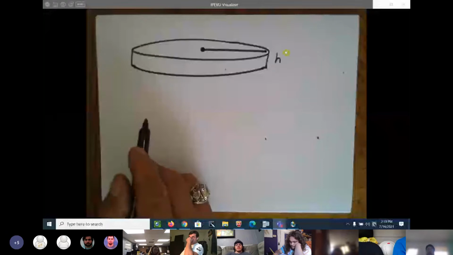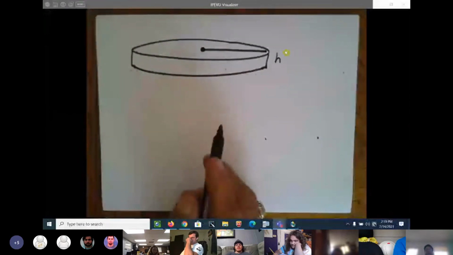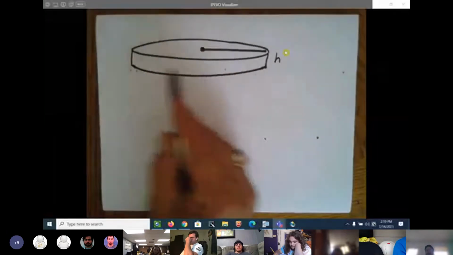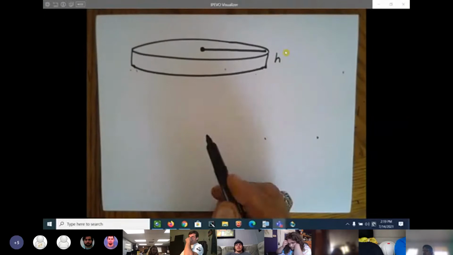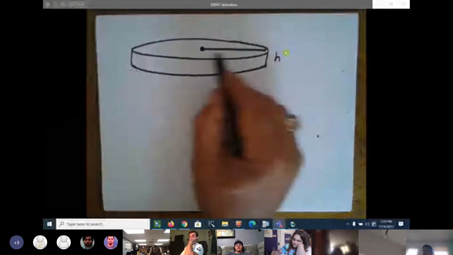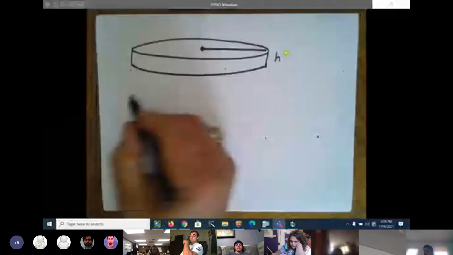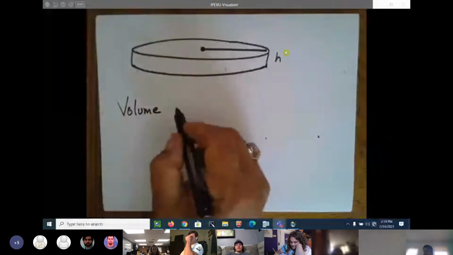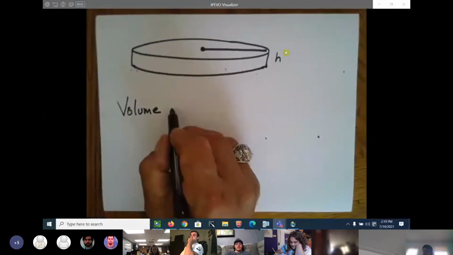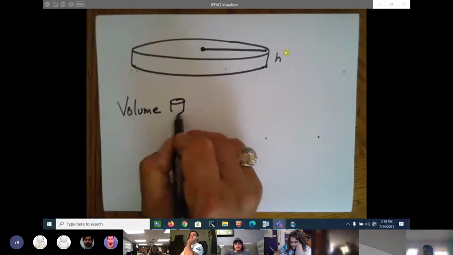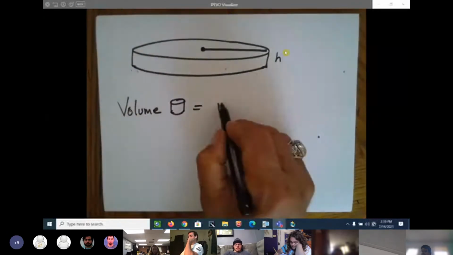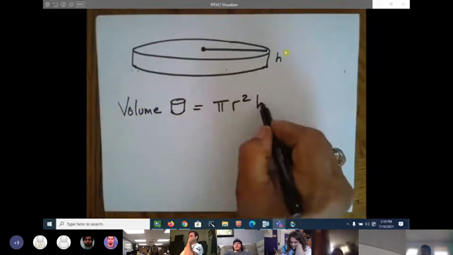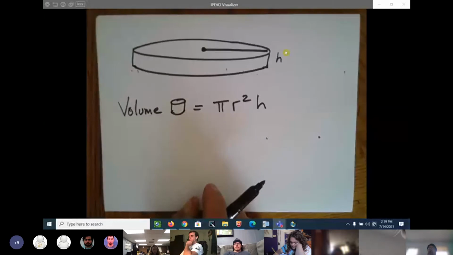Okay, think of a thick piece of bologna. Okay, this is a thick piece of bologna. Got the height of the bologna, you got the radius. But what is the volume of a cylinder? Pi r squared h.